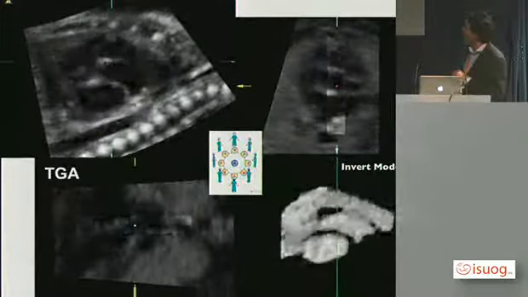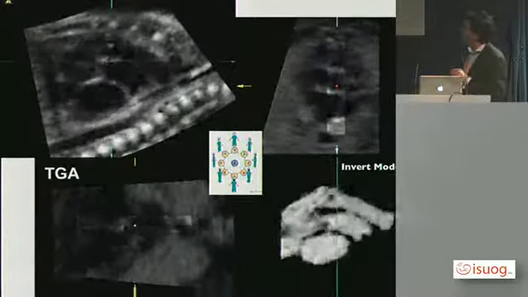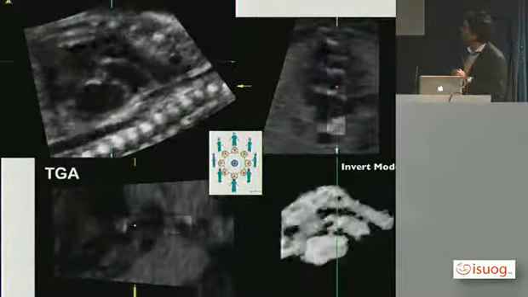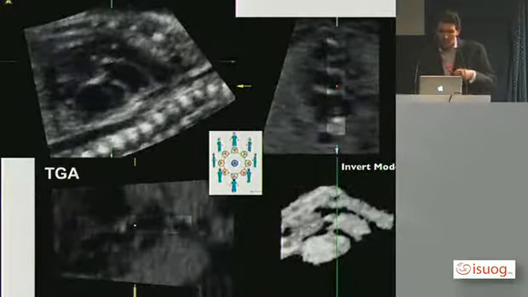Okay, for example, here is transposition of the great arteries in invert mode. It's possible to see the parallel fashion, here in minimum mode, here in invert mode. I will show you a little example.